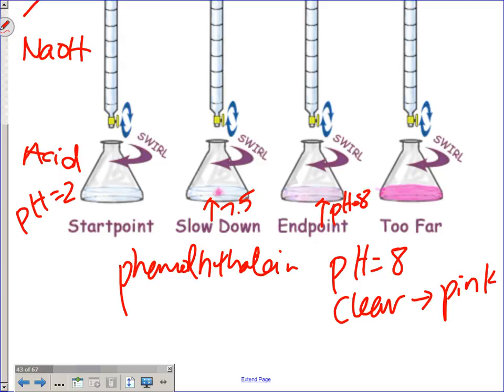And then if you're that person like, I think I can get one more drop in there, well, the indicator is going to change color dramatically once you overshoot its endpoint, which is the pH of 8 here. So we're probably at like pH 9, and that's like a really dark pink. We don't want something like that when we do our lab tomorrow. That's called overshooting, so that's too far.